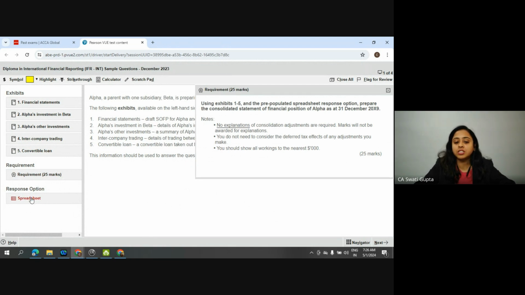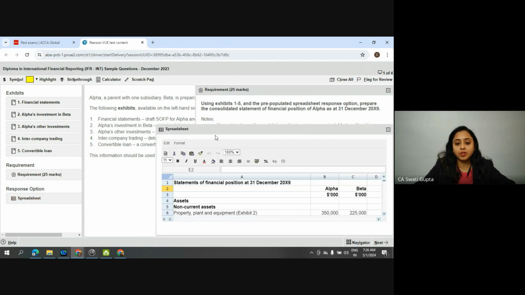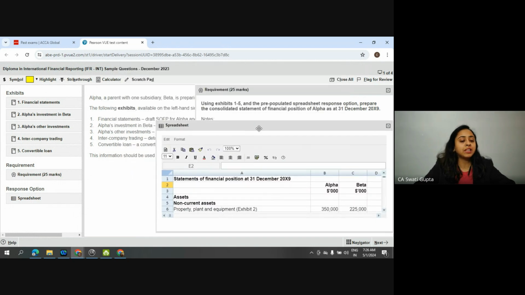So for example, if a spreadsheet is required, you'll be writing your answer in this spreadsheet. Everybody clear? This is the case study information regarding the question. This is the requirement that you need to answer to score 25 marks. And this is the area where you write your answer. So this is how your exam screen will look. Give me a quick thumbs up. Anybody, any cross question can ask.